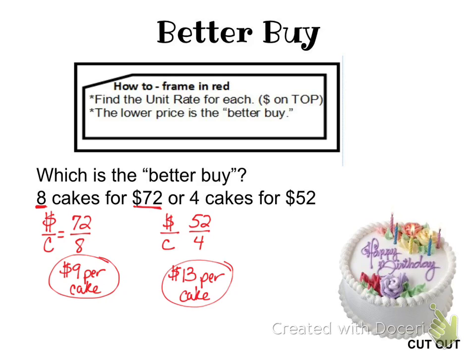Now, that's not the answer to the question. That's just the information we need to answer the question, which is the better buy. So is it better, would you rather pay $9 for each cake or $13 for each cake? 9. So the better buy is $9 per cake. You're right, I should have said it the other way. $9 per cake, which is 8 cakes for $72. That's the better buy.